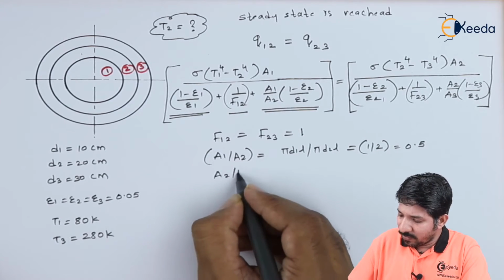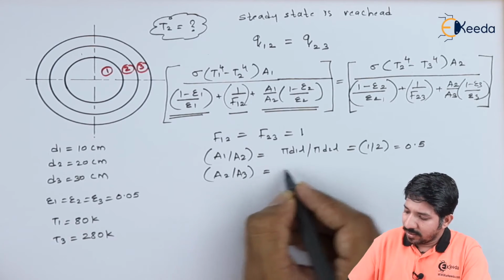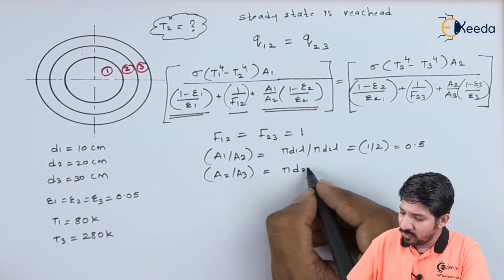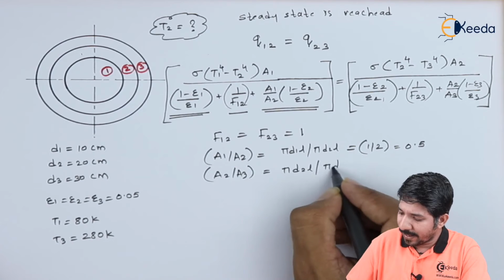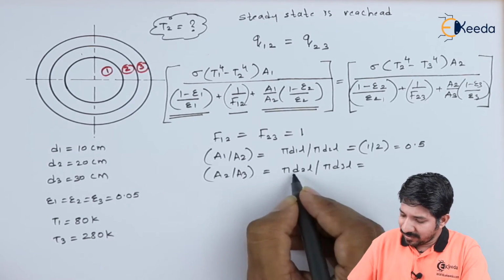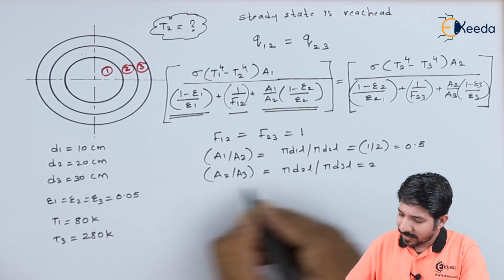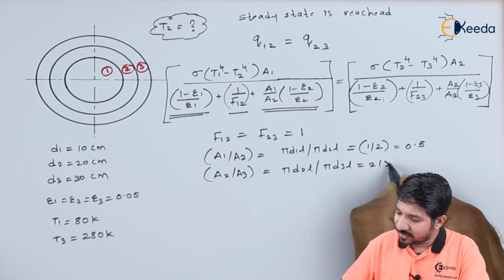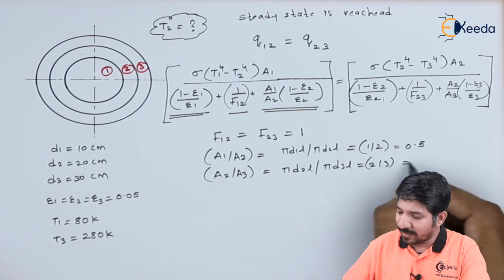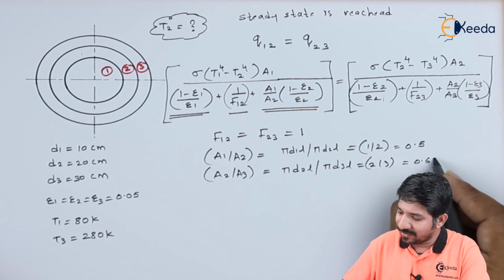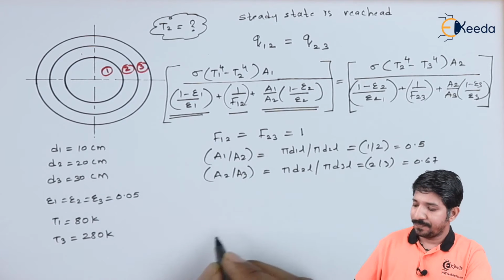Similarly, a2 upon a3 can be written as pi d2 l upon pi d3 l. What is d2? It is 2 and d3 is 3. So either I can write 2 by 3 or I can write this as approximately 0.66 or 0.67.